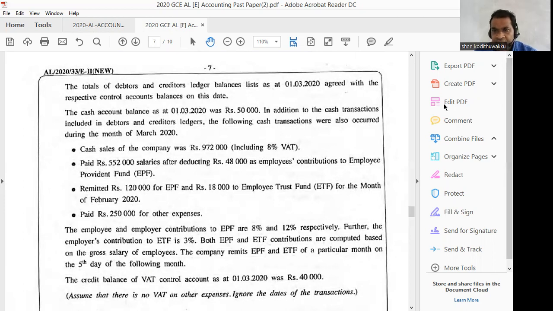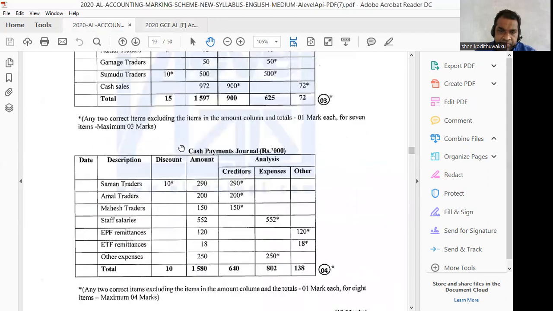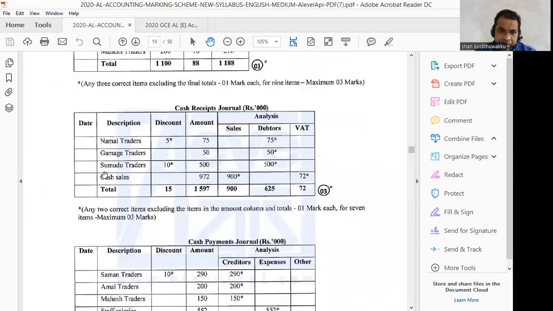In the cash receipt journal, here cash sales amount received 972, net sales equal to 100, divided by 108. 972 divided by 108 multiplied by 100 equals to 900. That is net sales. In the analysis column, the VAT column, you can take 8%, that is 72.